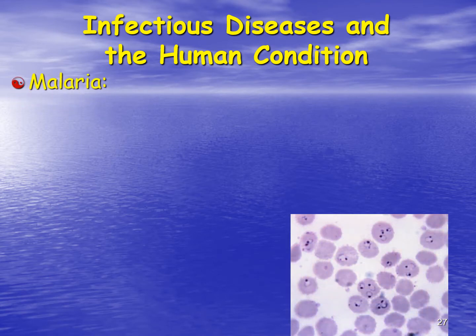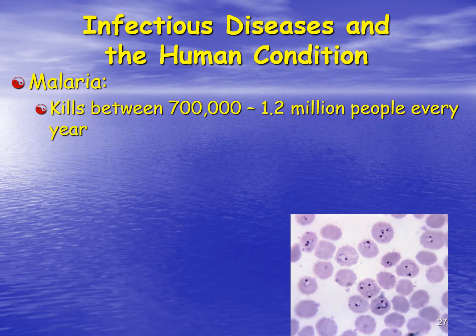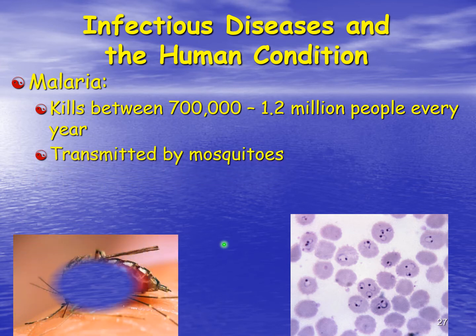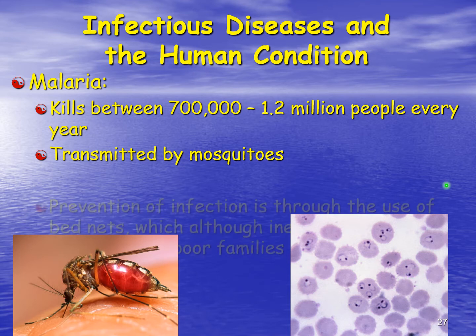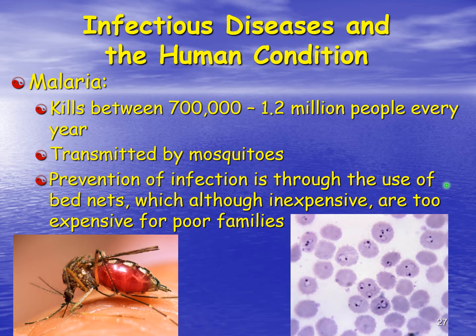For example, malaria. Malaria is a protozoan parasite that kills between 700,000 to 1.2 million people every year. It's estimated that basically one person every minute in the world dies from this protozoal disease. It's transmitted by the Anopheles mosquitoes, and you'll see these ring-like structures in these red blood cells. These are actually the malaria protozoan parasite, and it destroys the red blood cells and causes severe anemia.